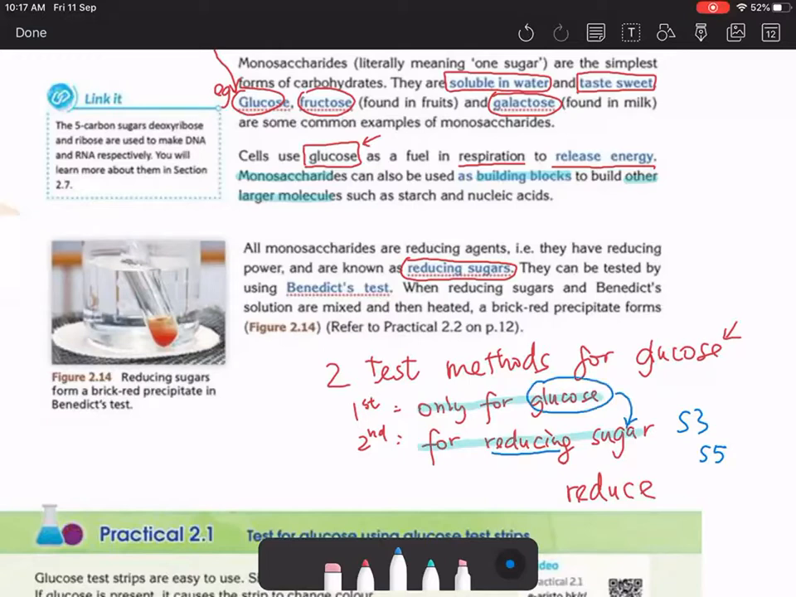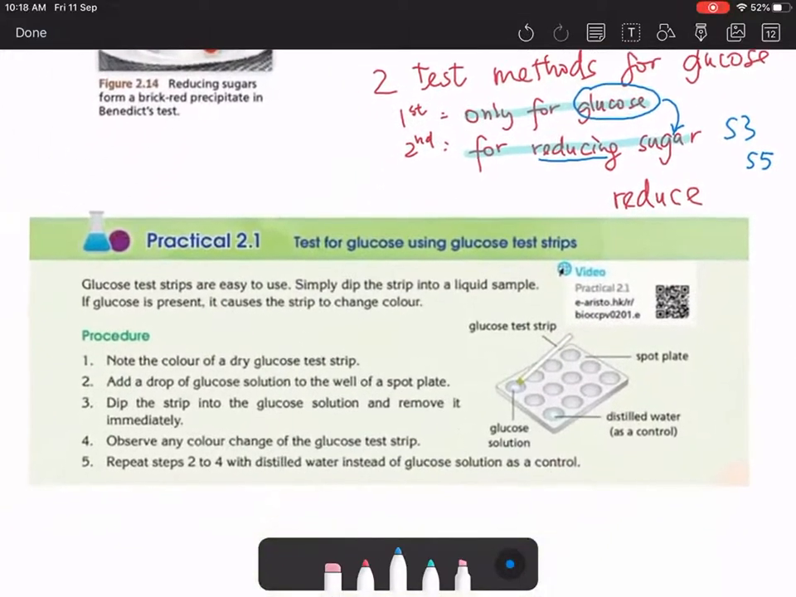Now I want to jump to the test. Turn to your textbook, page 11. Page 11. Now I give you 2 minutes. Read through the procedure. Go.